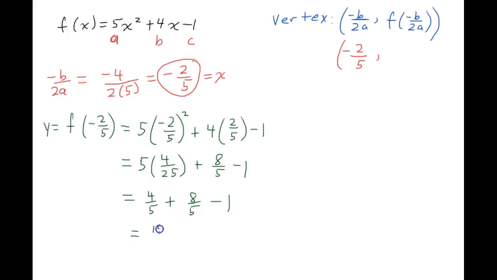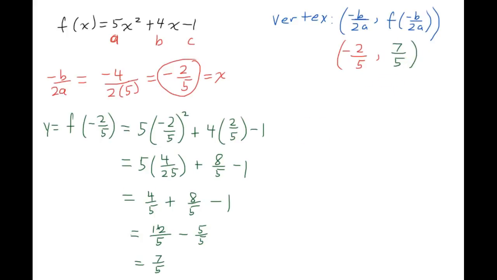So that's going to give us 4/5 plus 8/5 minus 1, and I'll just keep going with that. That'll be 12/5 minus 5/5. That's our 1, which is 5/5, and 4/5 plus 8/5 is 12/5. So 12 minus 5 is 7, so we have 7/5. That will be our y coordinate of the vertex.